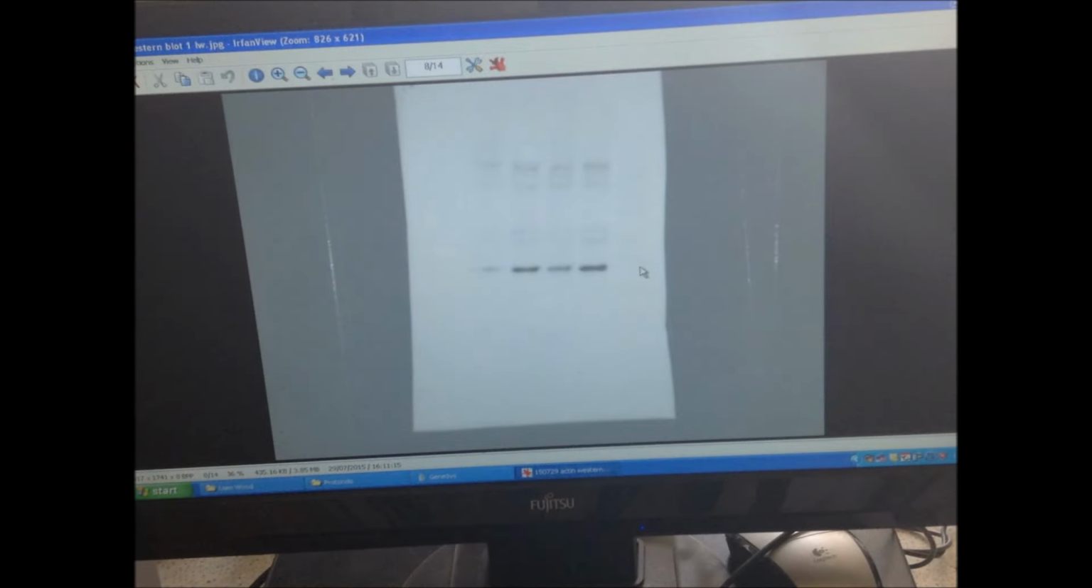If done successfully, this will be the final image produced. As you can see on the image, any areas where you can see a dark band indicates an area of where you have bound proteins. You may also notice that there are other bands along the same column, and this could be an indication of non-specific binding of antibodies.